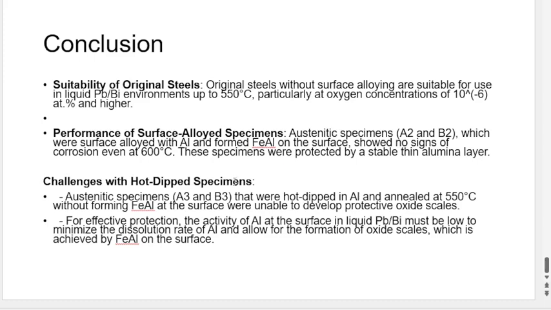Challenges with hot dip specimens. The austenitic specimens A3 and B3 were hot dipped in aluminum and annealed at 500 degrees C, and were unable to develop protective oxide scales. For effective protection, the activity of aluminum at the surface in liquid PbBi must be low to minimize the dissolution rate of aluminum and allow the formation of oxide scale, which is achieved by iron aluminide on the surface. Thank you.